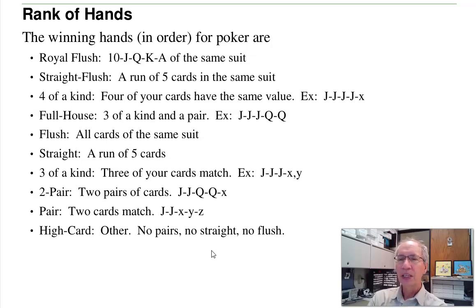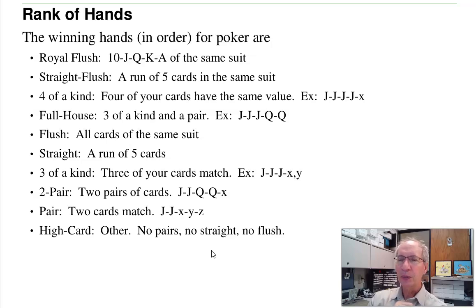A flush is the value doesn't matter, they're all the same suit. Like 5 hearts would be a flush, 5 spades would be a flush. Straight is a run of 5 cards. So that's ace, 2, 3, 4, 5, or 7, 8, 9, 10, jack. You have 5 cards in a row. Oddity about straights, aces can be high or low. So the ace could be a 1, ace through 5, or it could be high, 10 through ace.